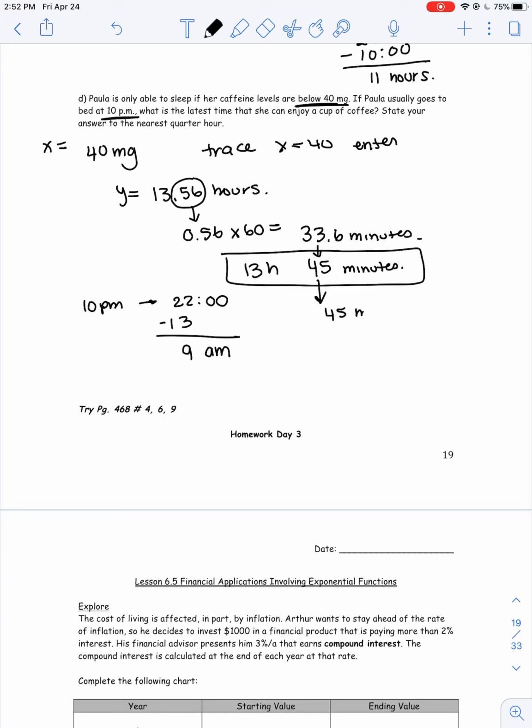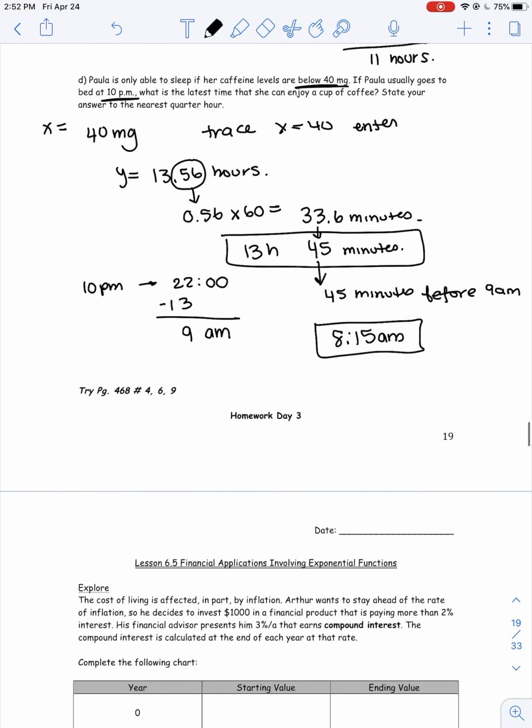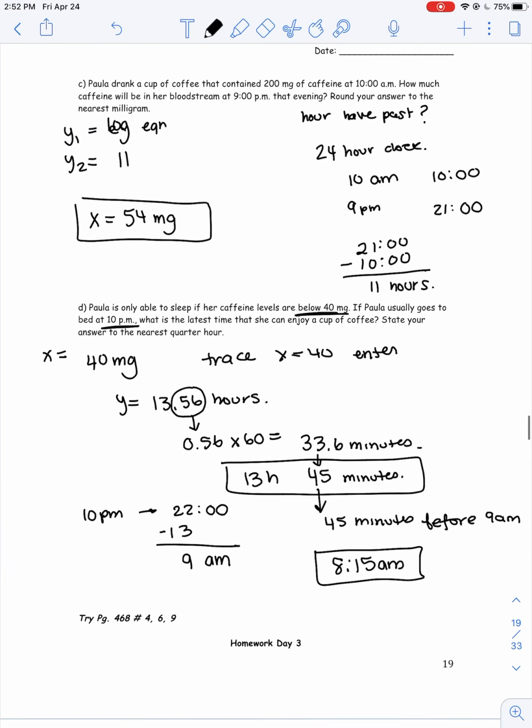But we still need to find out what is 45 minutes before 9 a.m. Well, 45 minutes before 9 a.m. will be 8:15 a.m. What I'm saying is that if I add 45 minutes to this, that takes me to 9 o'clock, and if I add 13 hours to this, that takes me to 10 p.m. So this is the latest that she should drink her cup of coffee if she wants to go to bed at 10 p.m. and not be alert and get some good sleep.